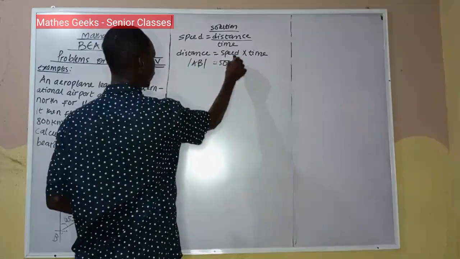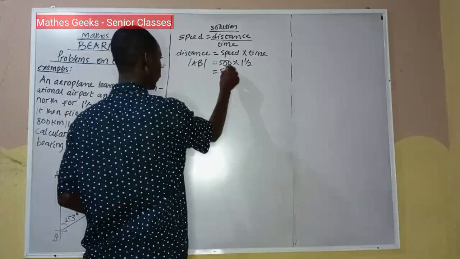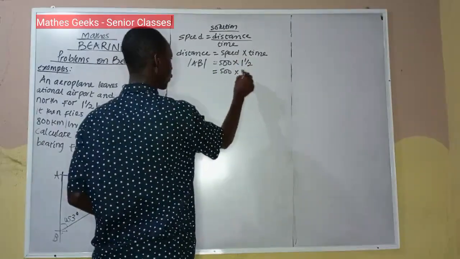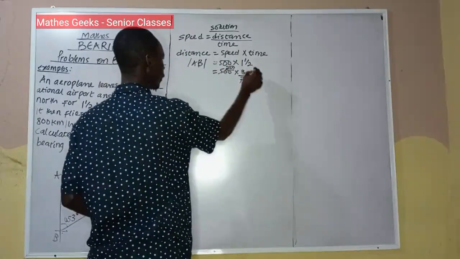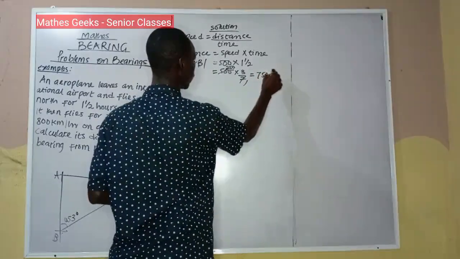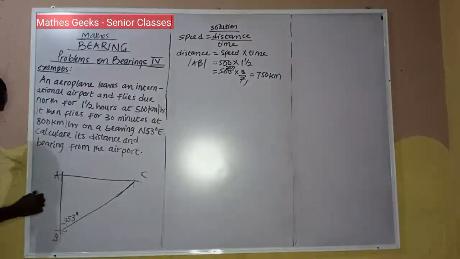So the speed is 500, so AB is 500 times 1.5. 500 times 1 and a half, that is 3 over 2. 2 goes into 500, 250. 250 times 3 will give us 750 kilometers. So that's the distance, 750 kilometers.